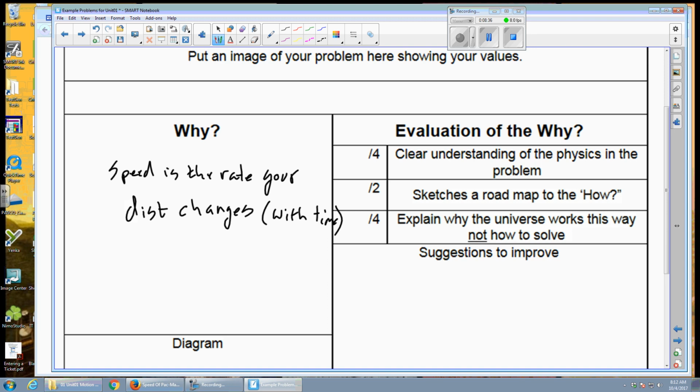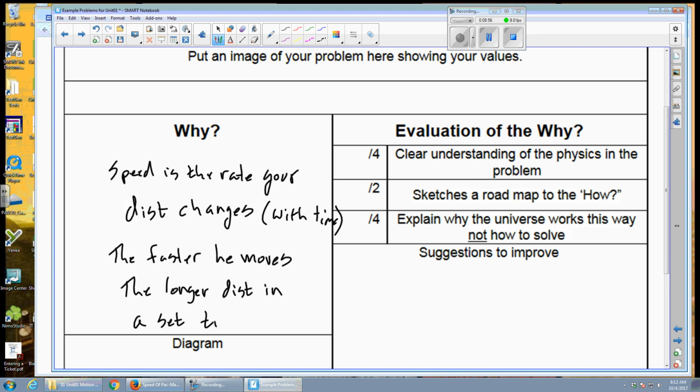I might add something to bring it down here: the faster he moves, the longer distance in a set time. So just remember something in your why to bring it to the exact problem. Okay? Yes. Whatever we do in class, that test will reflect that. Does that make sense? Yeah.